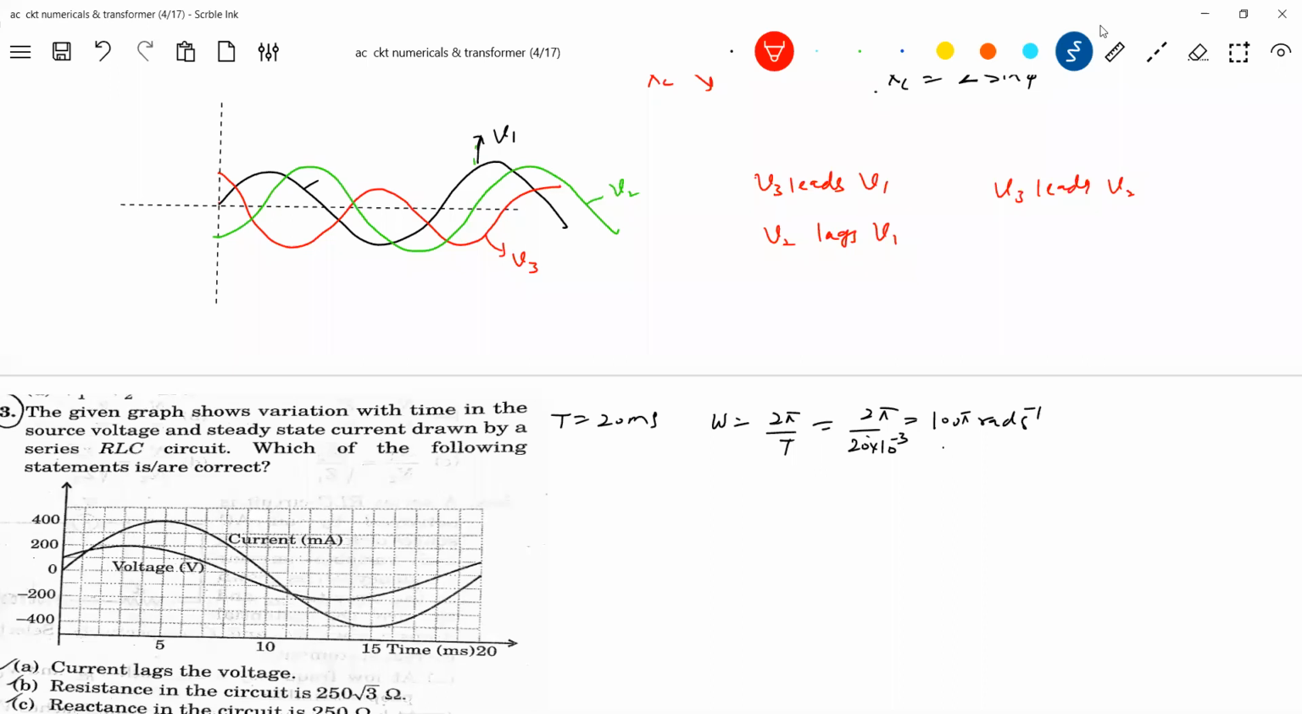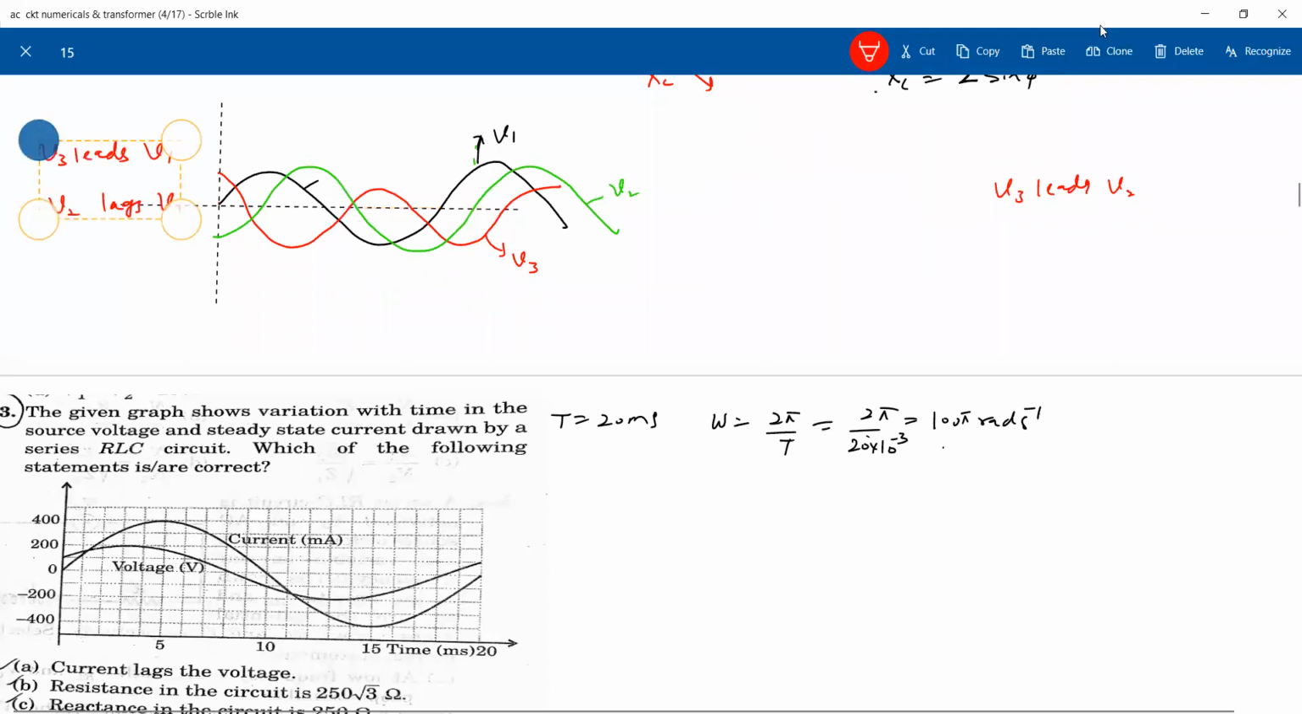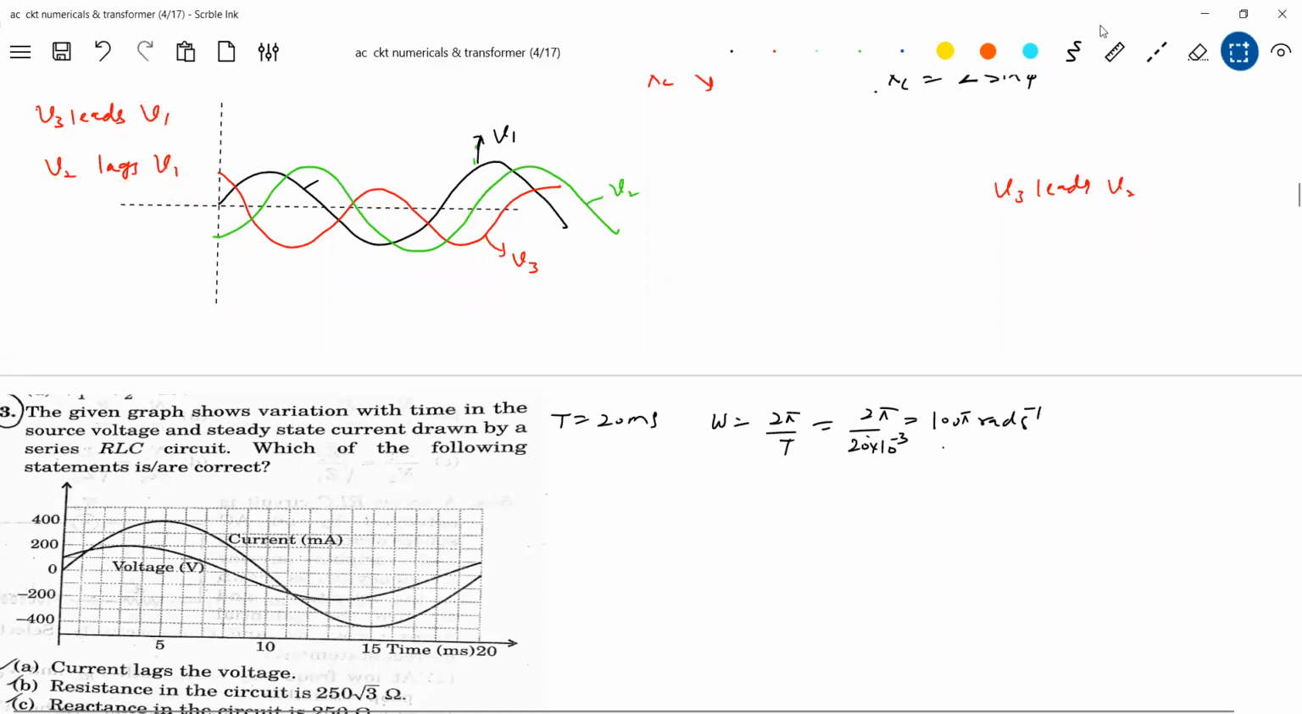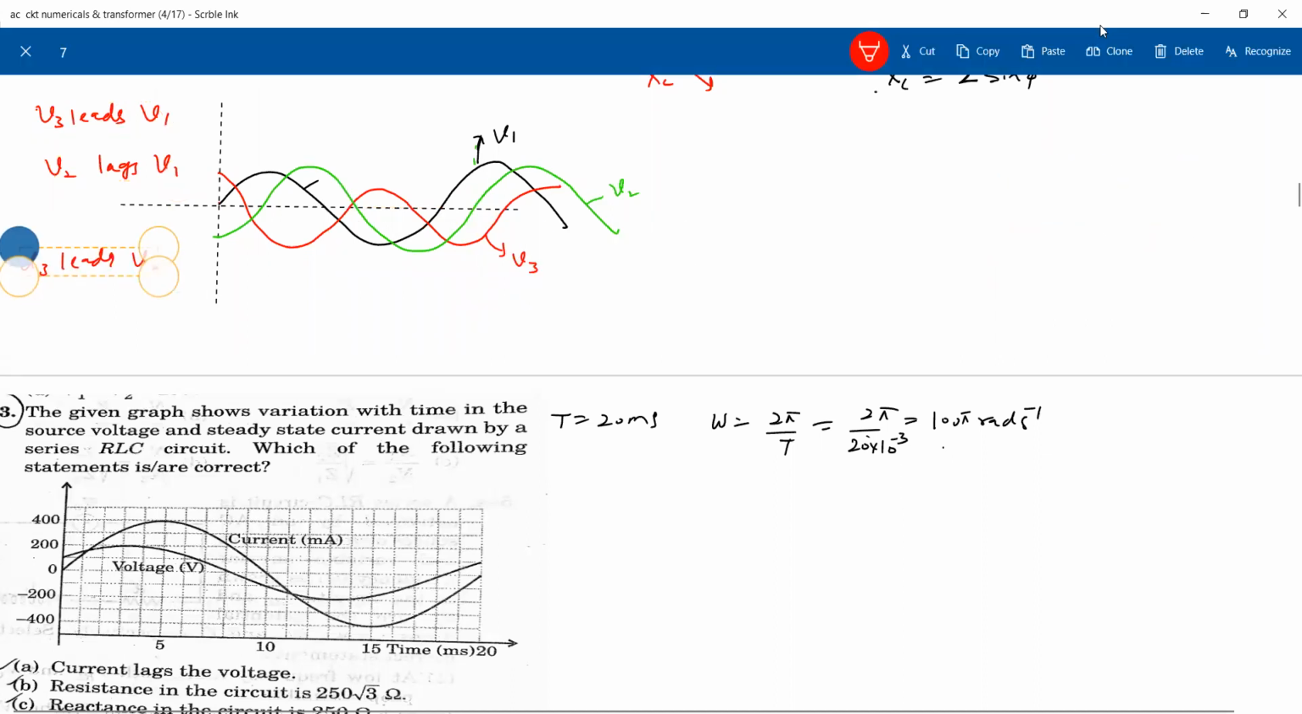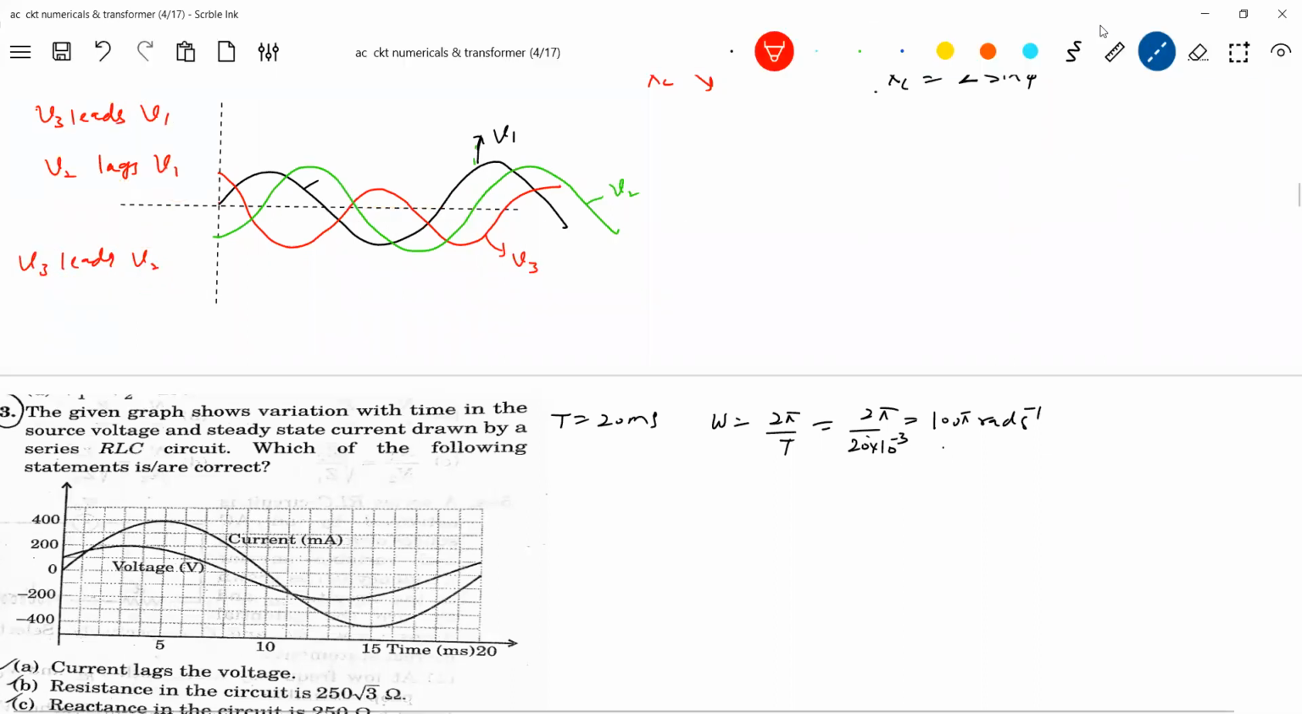If they give a phasor diagram, it's okay. So can you show these things in a phasor diagram? Yes, it can also be. We can also put it in a phasor diagram. In the phasor diagram, the representation: V1 is having zero phase. V3 is having positive phase. So it'll come like this.